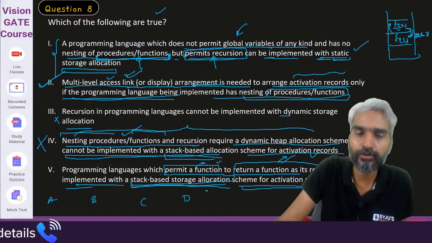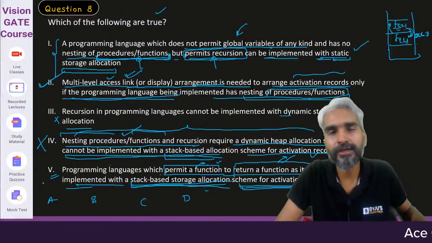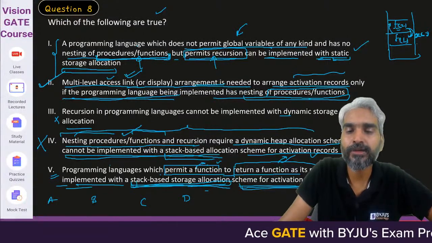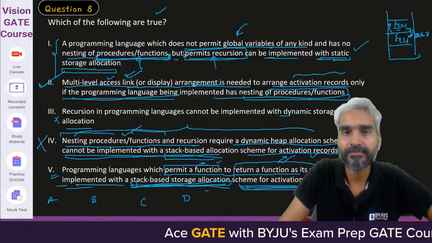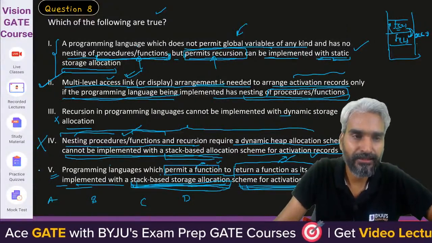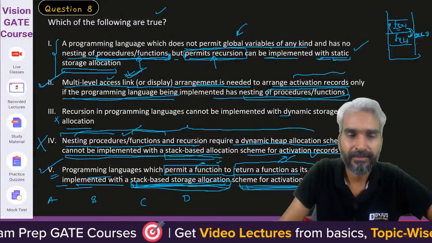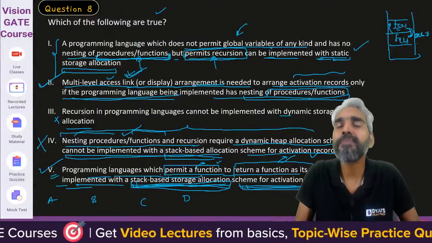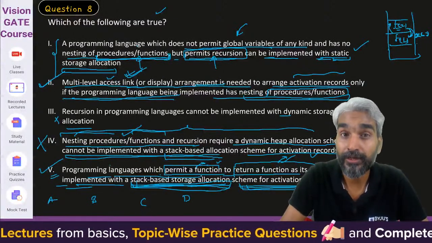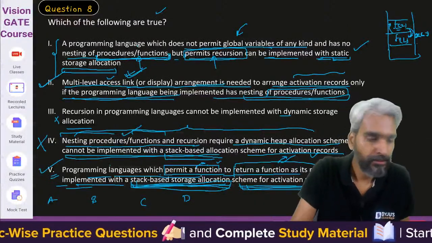So in a stack based storage allocation for activation record, you cannot do this or you can do this. Yes sir, it cannot be implemented with the stack based storage allocation scheme for activation record. Only the stack based allocation scheme. Clear? So this statement is also true. So what are these statements? Multi-level access link is needed, and programming language which permits a function to be returned cannot be implemented using stack based storage allocation scheme for the activation record. You will require some other things as well. Clear? So this is it.